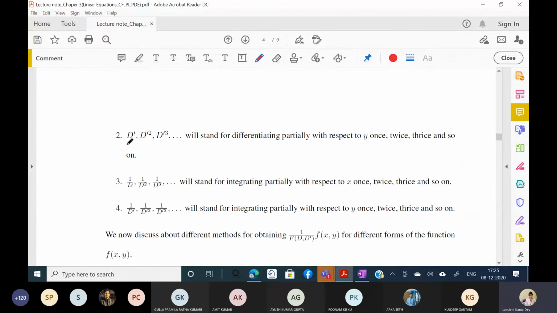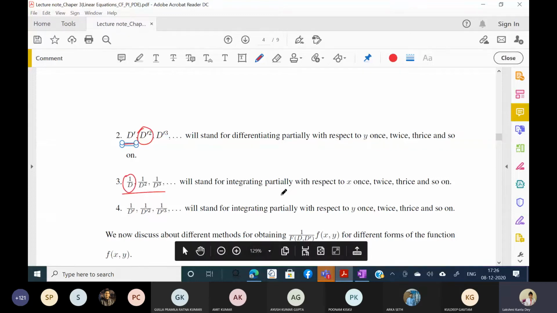So what is the meaning of D dash? D dash is basically partially differentiating with respect to y once, and D dash square is partially differentiating with respect to y twice. In this way it goes on. Similarly, what is the meaning of 1 by D? 1 by D is basically integrating partially with respect to x once.